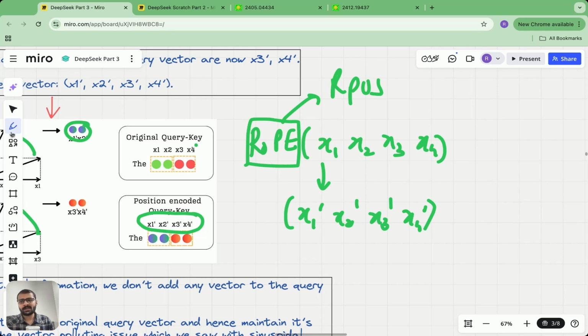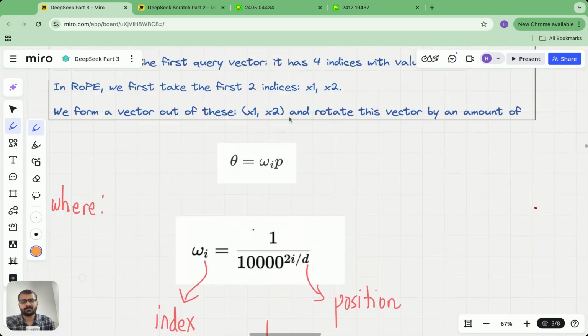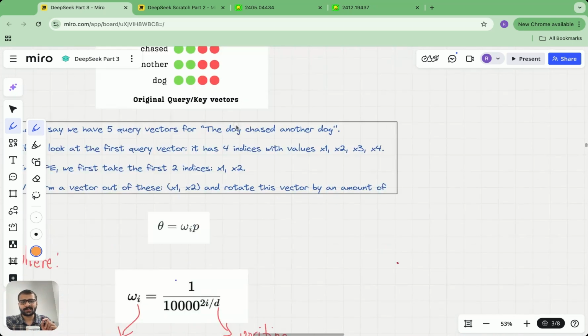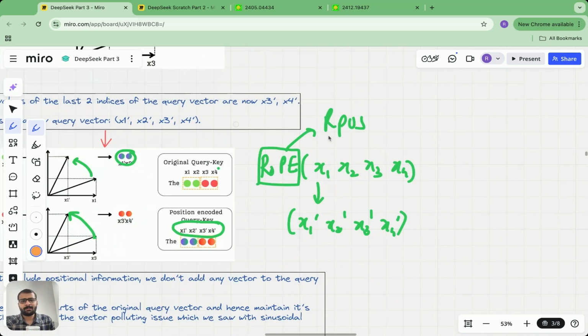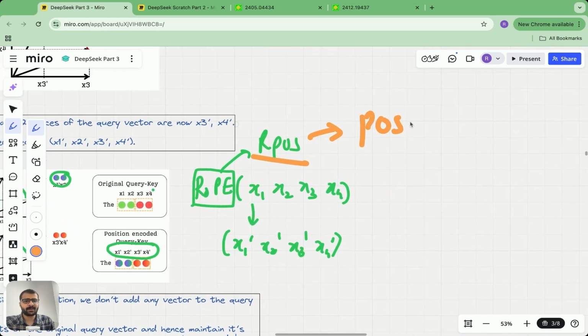The key thing to understand here is that this transformation from x1, x2, x3, x4 to x1 dash, x2 dash, x3 dash, x4 dash is dependent on the position of my query vector, because the rotations that happen for x1 and x2 will be different from the rotations that happen for these two, since they are at different positions. That's one of the key things to understand. So this RPOS function is dependent on the position of the vector. It's position dependent.